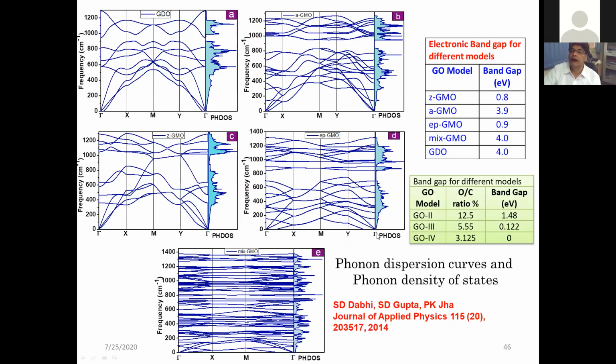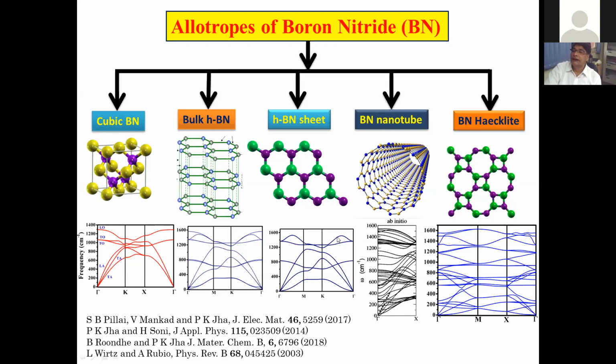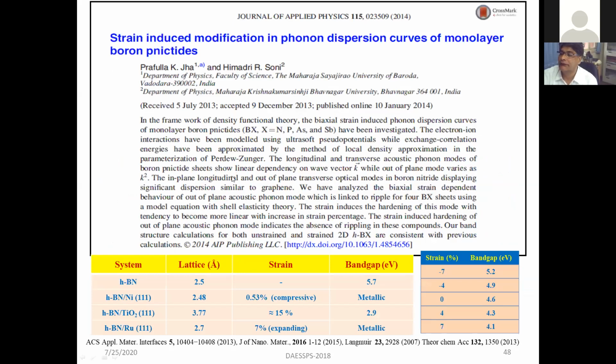Right, so this is another material that is very famous as far as two-dimensional materials are concerned. This is the allotropes of boron nitride. We have worked on all boron nitride structures or phases: cubic, bulk, hexagonal, nanotube, halide, the new one. Then like graphene dioxide, we have a boron dioxide kind of structure that we have depicted. So I will slightly rush through.